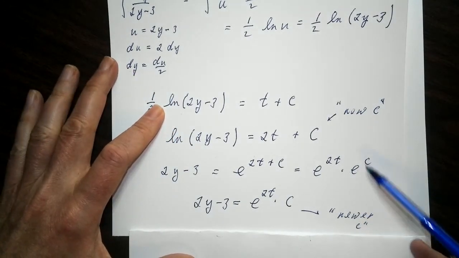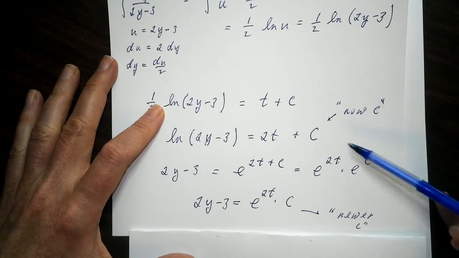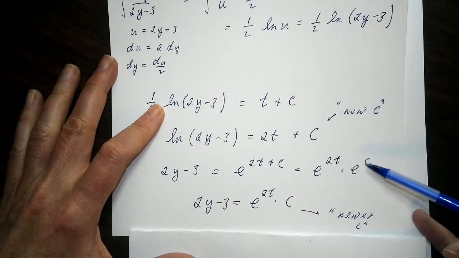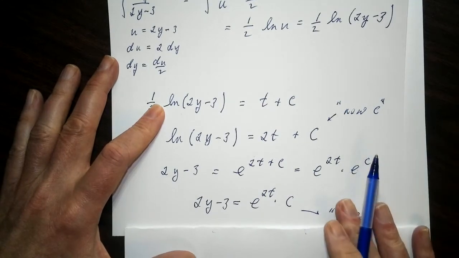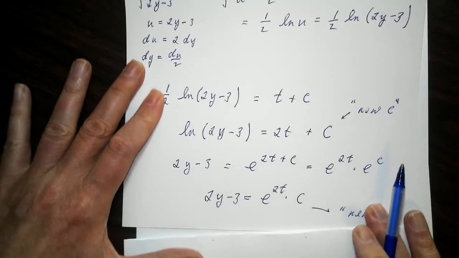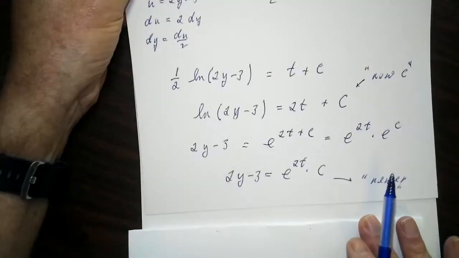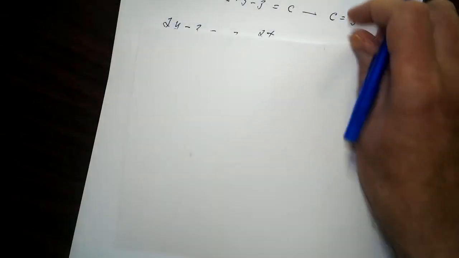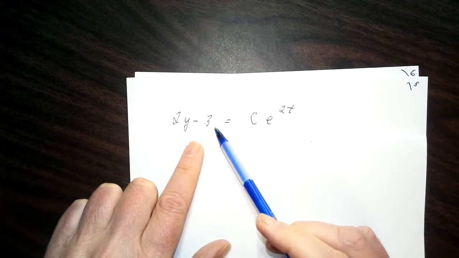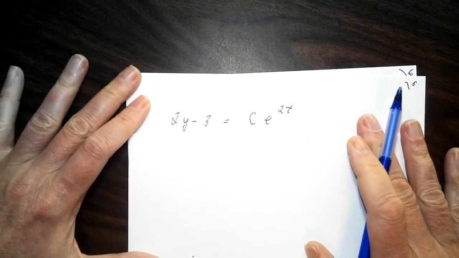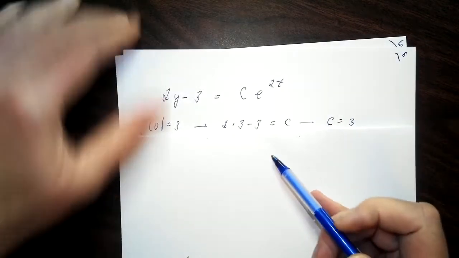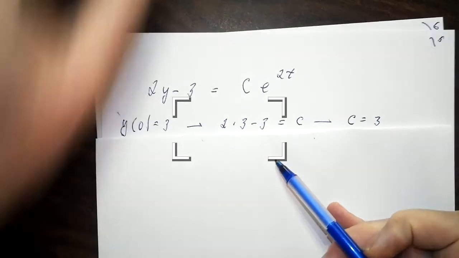The idea is that if you have an arbitrary constant floating around, like a c, 3c would be a constant, e to the c would be a constant, because in the end, we're going to use the initial condition to figure out what c is. So let's do that. We know that 2y minus 3 equals c e to the 2t. We know that y of 0 is 3. That was given at the beginning.